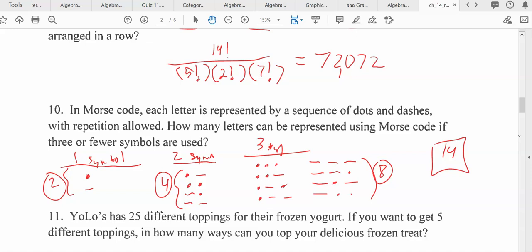You could have just done 1 symbol letters. There's just 2. For 2 symbols, you do 2 times 2 is 4. And if you have 3 positions, there's 2 options for each one, 2 times 2 times 2 is 8. You didn't have to write it out like this, but that's the idea. To do a full alphabet, you need 4 characters, right? We just saw that with the actual code, but 14 characters could be covered by 3 symbols.